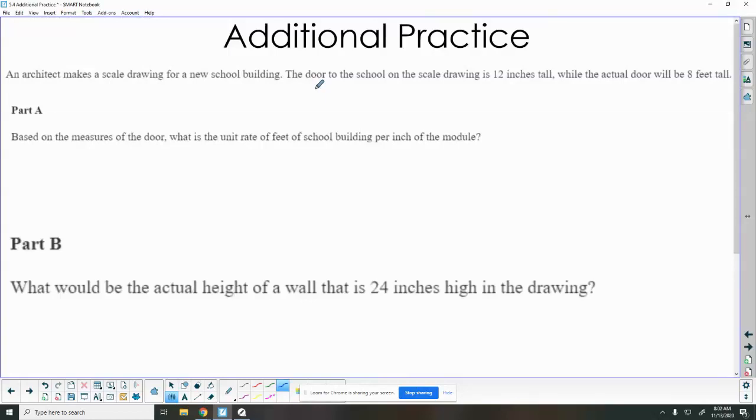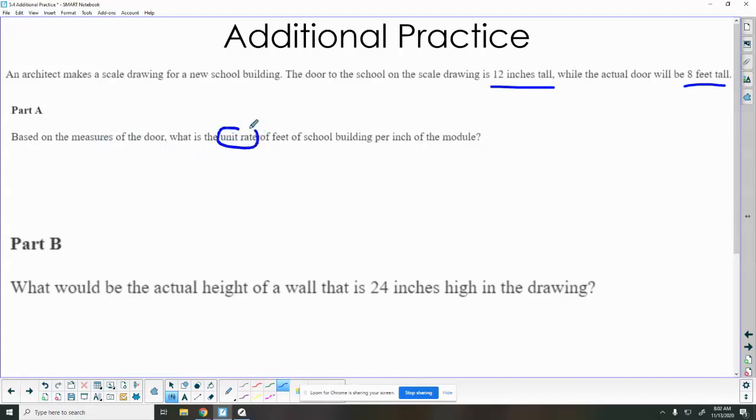These are straight from your additional practice that you've been assigned in Ed today. An architect is making a scale model for a new school building, so they're drawing the model of it. The door to the school on the scale drawing is 12 inches tall. The actual door is 8 feet tall. Based on the measures of the door, what is the unit rate?